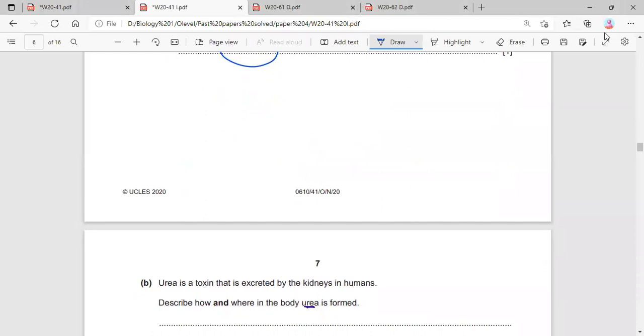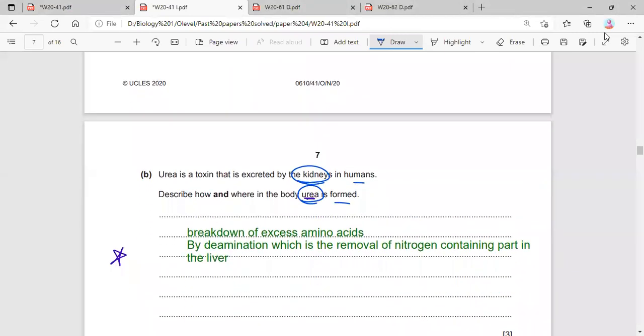Urea is a toxin that is excreted by kidneys in humans. Describe how and where in the body urea is formed. How and where. So here, how and where in the body the urea is formed. First, we will talk about how. It is the breakdown of excess amino acids by deamination. What is the process of deamination? We know that the amino acid is formed of carbon, hydrogen, oxygen, and nitrogen, the proteins. So, deamination is the removal of the nitrogen containing part. It takes place in the liver. Okay.